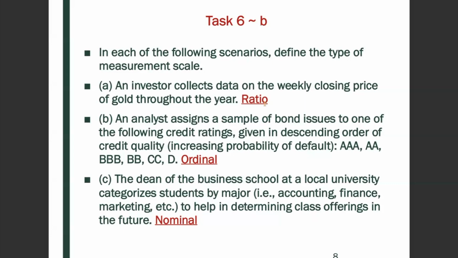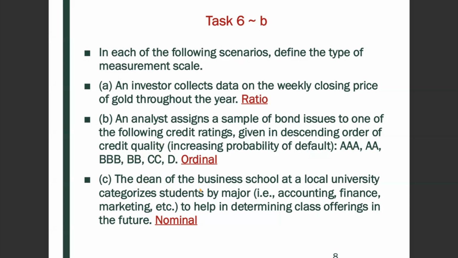An analyst assigns a sample of bond issues to one of the following credit ratings given in descending order of credit quality. So increasing probability of default. So we have AAA, and then AA, and then triple B, and then double B, C, CC, and D. So here, these have order, so it would be considered ordinal.